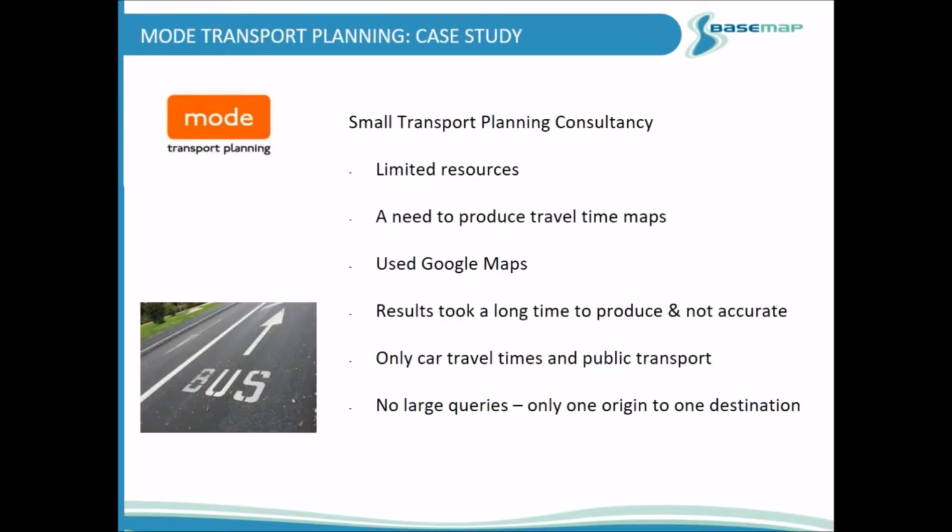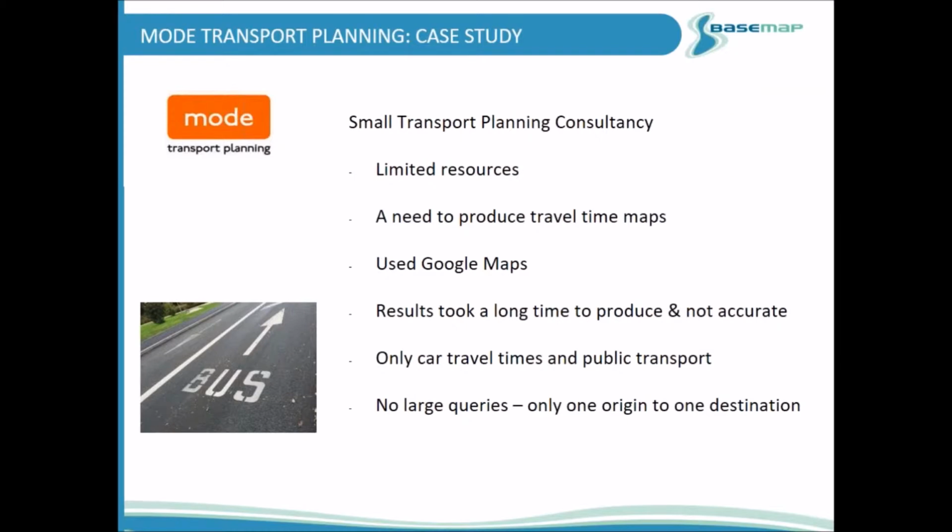So our first case study we're looking at today is for a transport planning consultancy called Mode. When they first started using the software, they were relatively small. And as a small organisation, they were very carefully planning where they invested their limited resources. So they didn't want to spend lots of time doing work or investing in software packages if it wasn't worthwhile. However, they did have a need to produce travel time maps. They did lots of work for development companies or providing advice for development sites, and they had a real need to produce travel time maps.